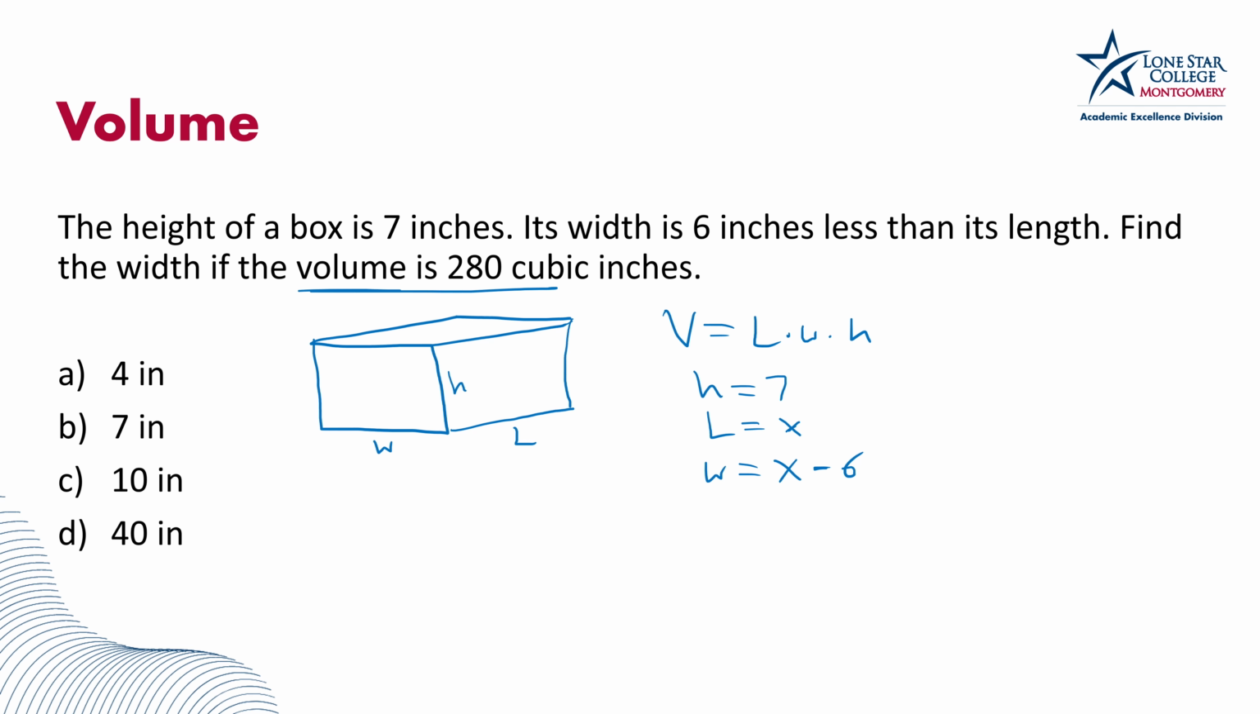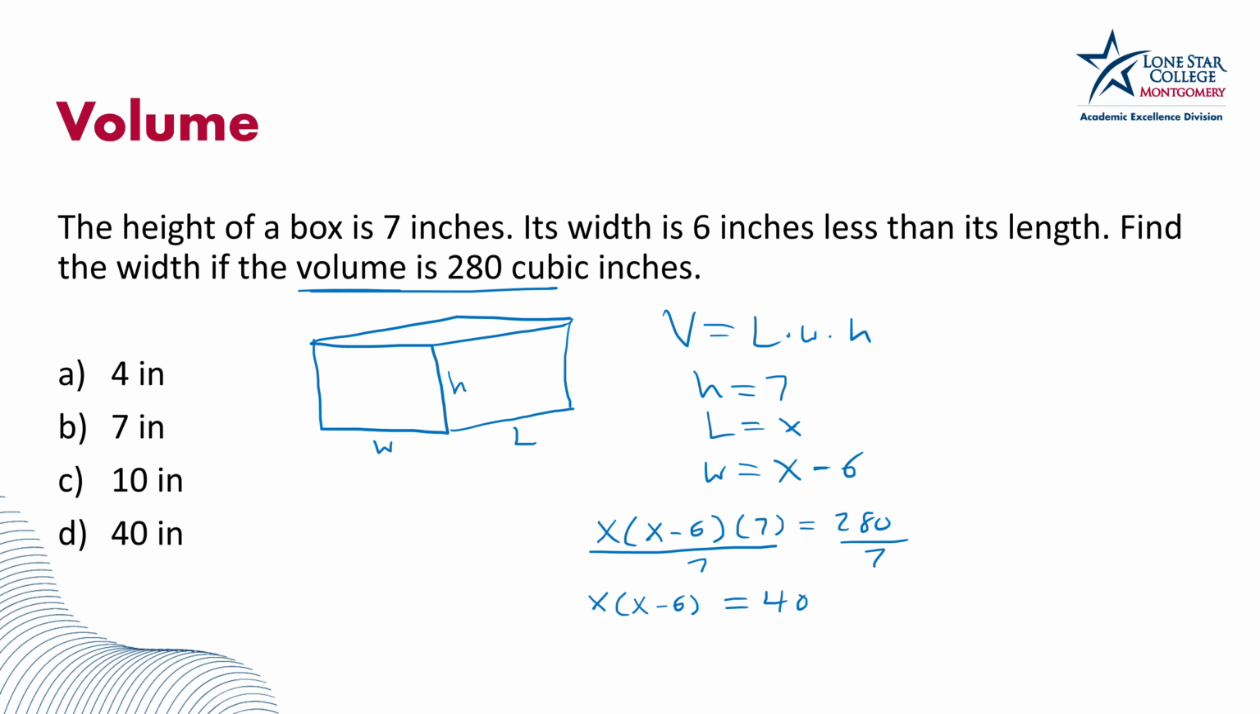So let's write on the left-hand side, length times width times height. So x times x minus 6 times 7. So x is our length, x minus 6 is our width, and 7 is our height. It is equal to 280, the given volume. So before we solve anything, let's make it easier for ourselves. Because there's a coefficient of 7 here, let's divide both sides by 7. It's less multiplication for us. So on the left-hand side, we're left with just x times x minus 6. And the right-hand side, 280 divided by 7 is 40.